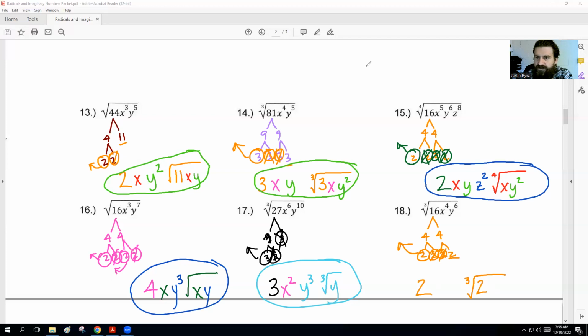Notice how I like to give some spacing just to keep the variables there. All right, x to the 4th, we take the cube root of that. It means 1 goes outside, 1 stays in. Because if we divide 4 by 3, that's 1 with a remainder of 1. And then lastly here, y to the 6th, 6 divided by 3 is 2 with none left over.